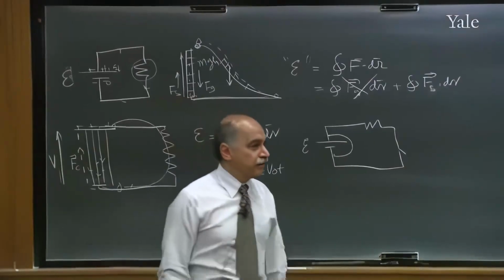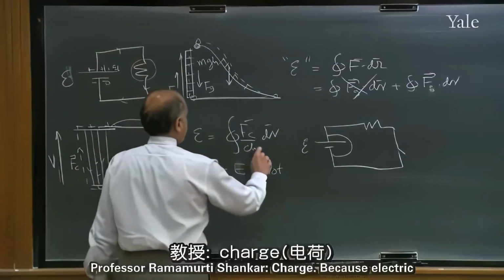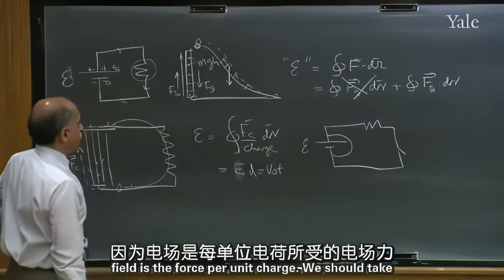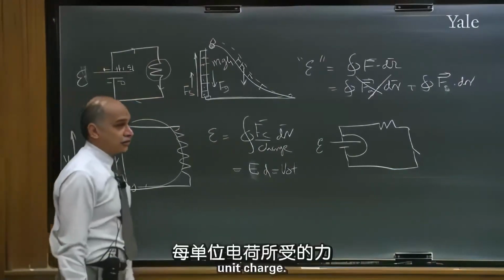Yep? What's the symbol under F_C in the first? Oh, per unit charge. Because the electric field is the force per unit charge, we should take whatever force that is and write it as a force per unit charge.